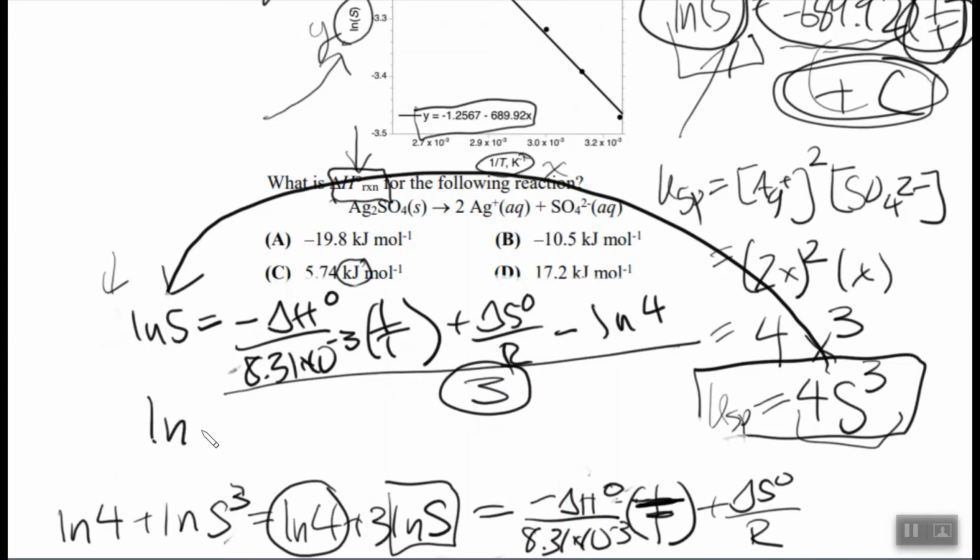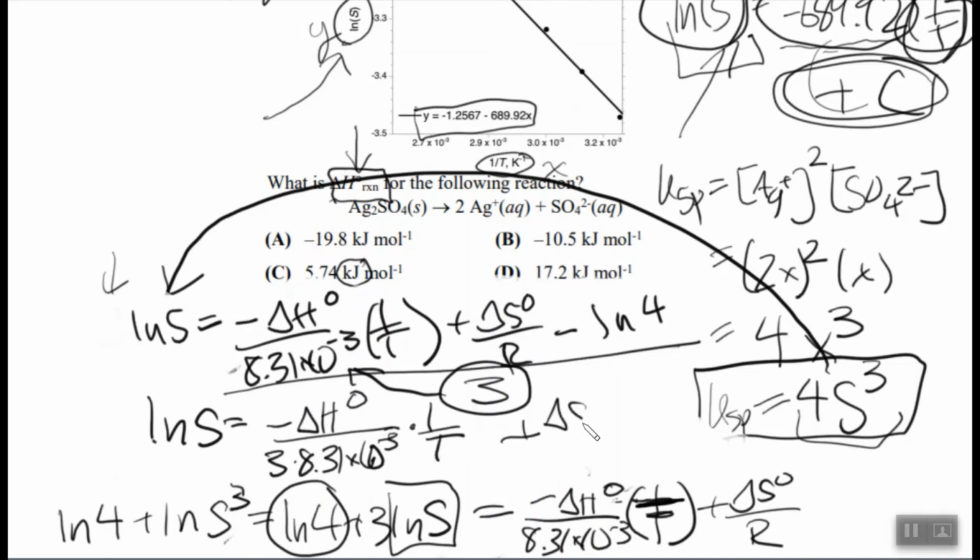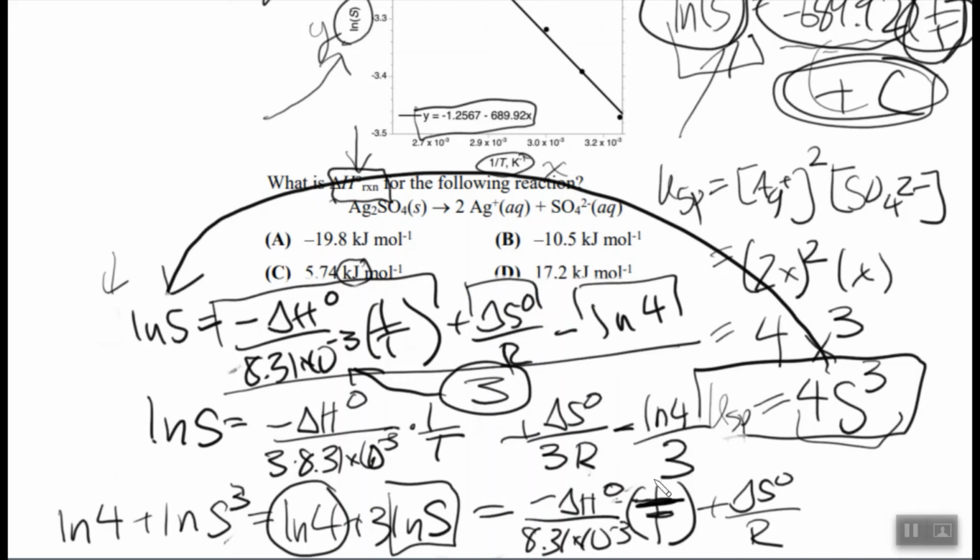So the natural log of s is equal to the negative delta H naught over 3 times 8.31 times 10 to the negative 3 times 1 over t plus delta S naught over 3r, because we are distributing it to each term. So this is term 1, term 2, and term 3, and minus ln of 4 over 3.